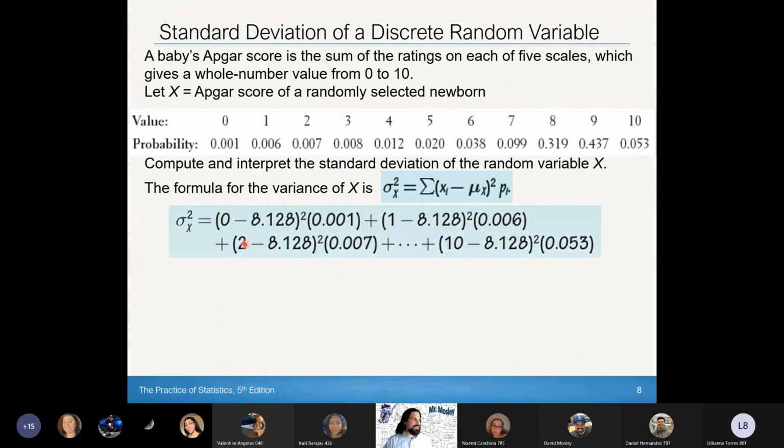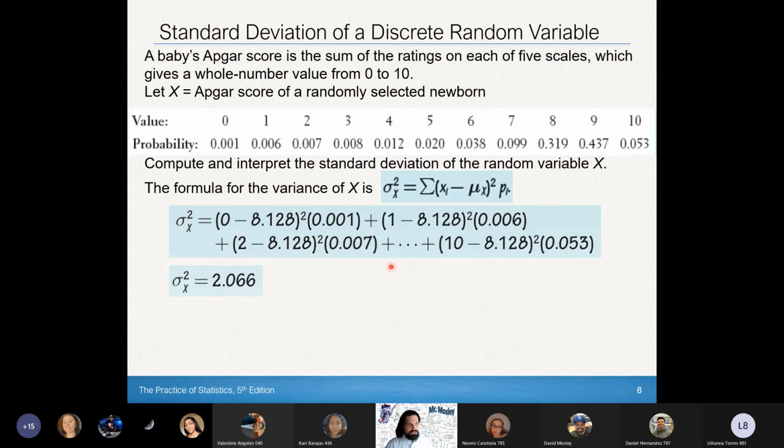In this scenario, that gives us the following. All right, so the variance is equal to (0 minus 8.128, the mean) squared times 0.001. Our second possible outcome minus the mean squared times the probability of that outcome. Right, and so on down the line until we hit all of our possible outcomes. And that yields us this approximate number of 2.066. And that is our variance.